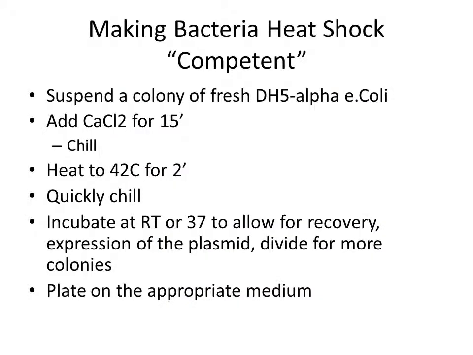So this is how we actually experimentally make the bacteria accept the foreign DNA. So what we do is we take a fresh colony of DH5 alpha E. coli. DH5 alpha is a specific strain. It has a lot of advantages. It grows great, divides quick, doesn't kill anybody if it gets out into the water supply, and it can be transformed, which is of course why we're using it for transformation.